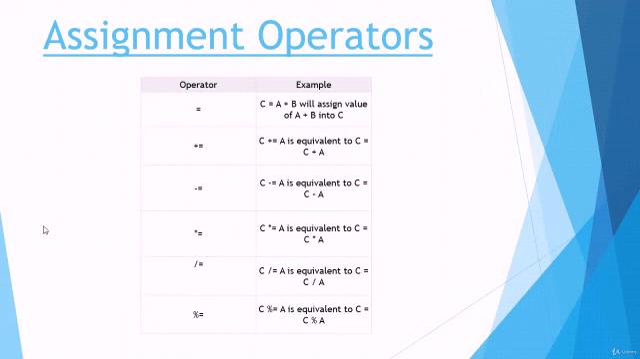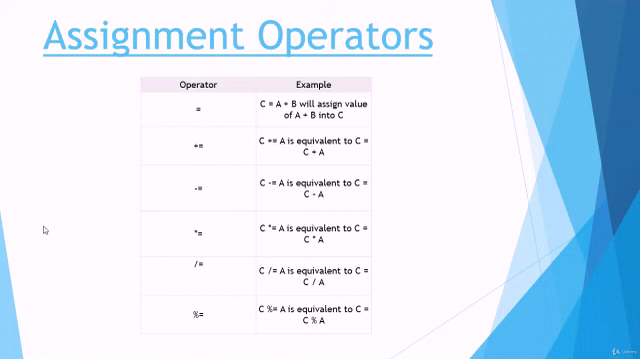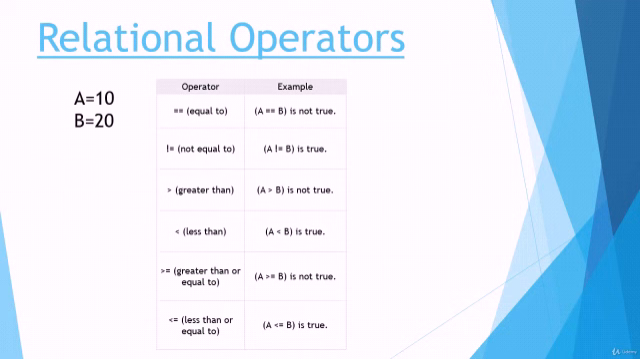Then we have assignment operators. The equal to operator is used to assign the value of one variable to another variable. Plus equals, for example a plus equals b, means that a is equal to a plus b. You can see c plus equals a is equivalent to c is equal to c plus a. In this way, we also have minus equals, multiply equals, divide equals.